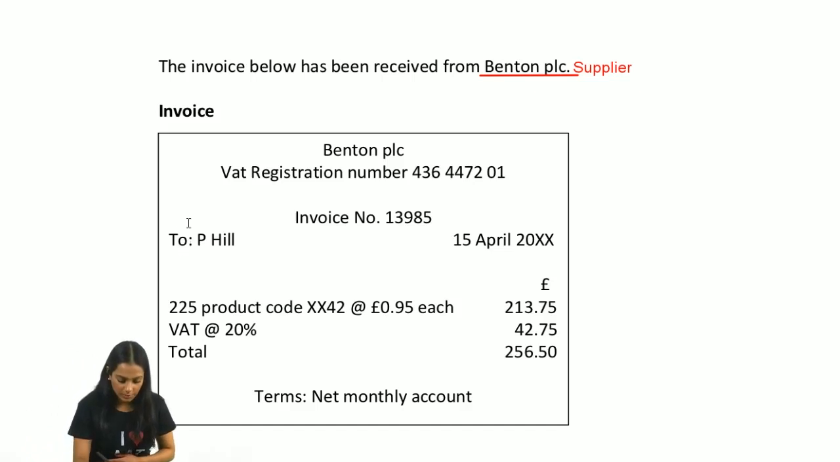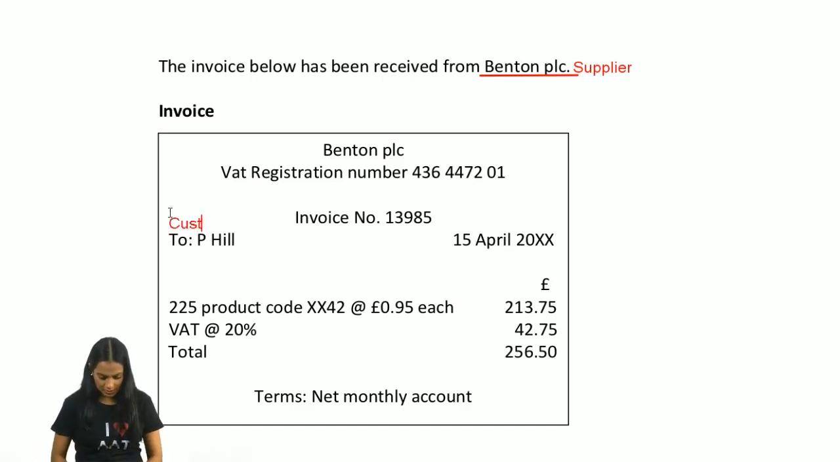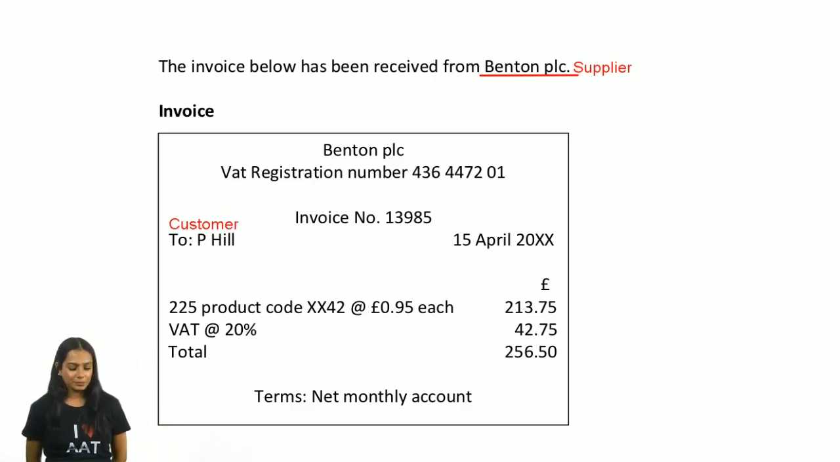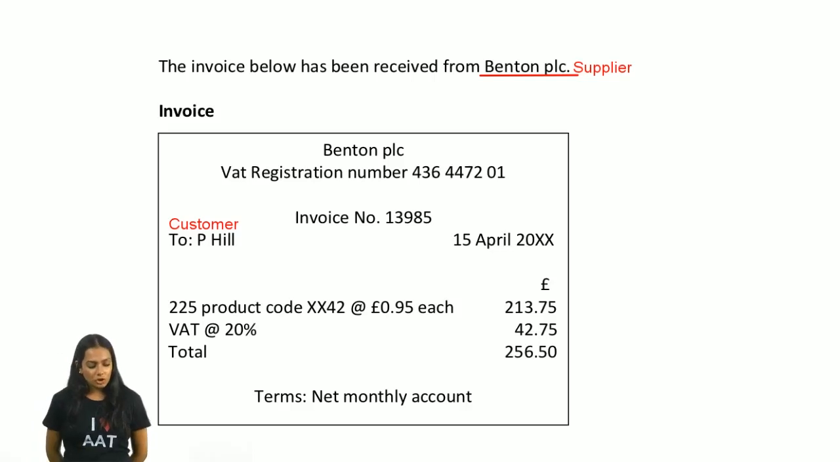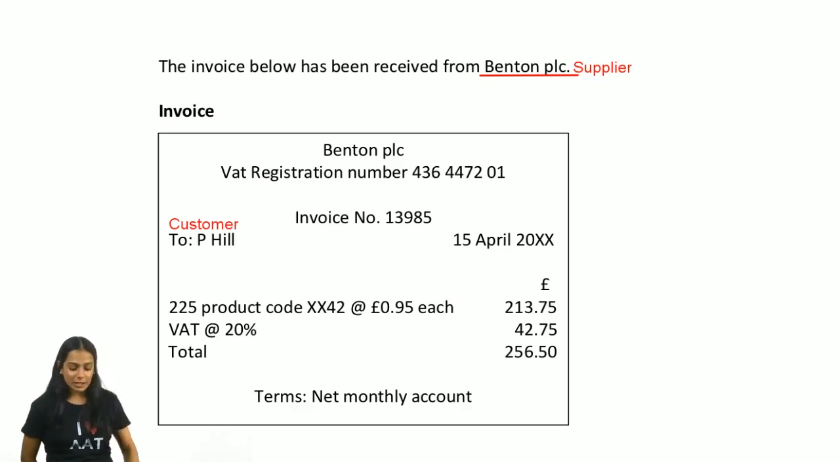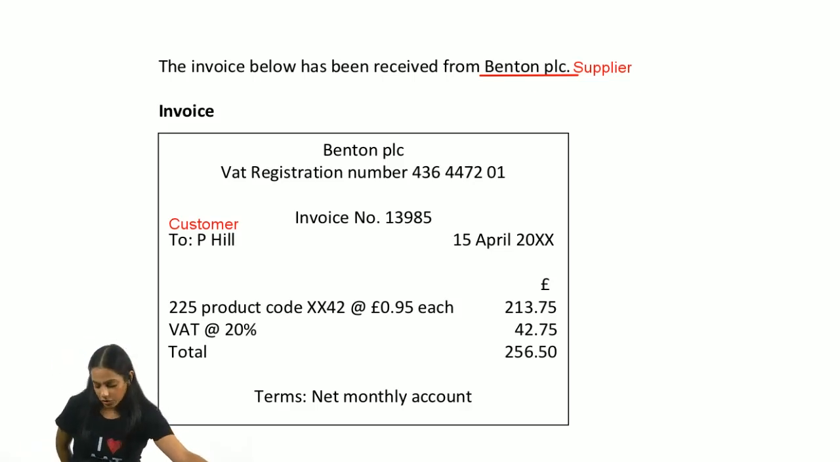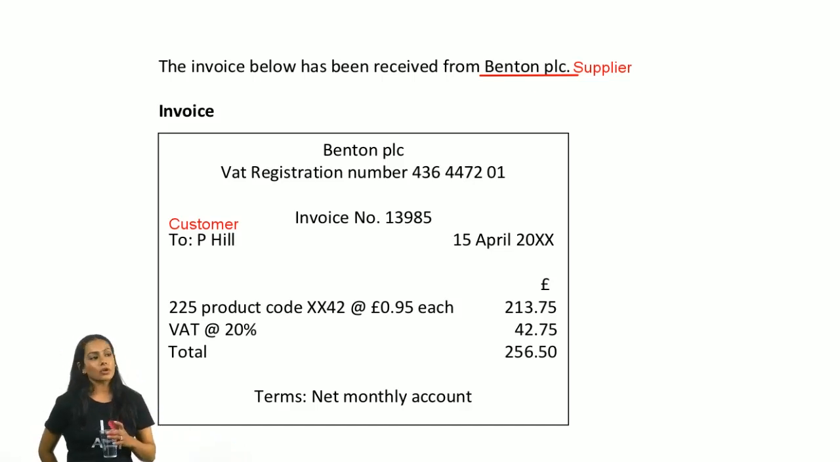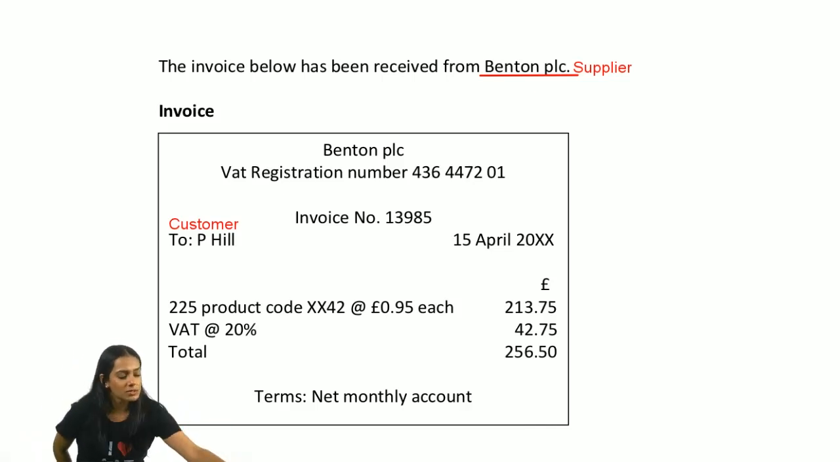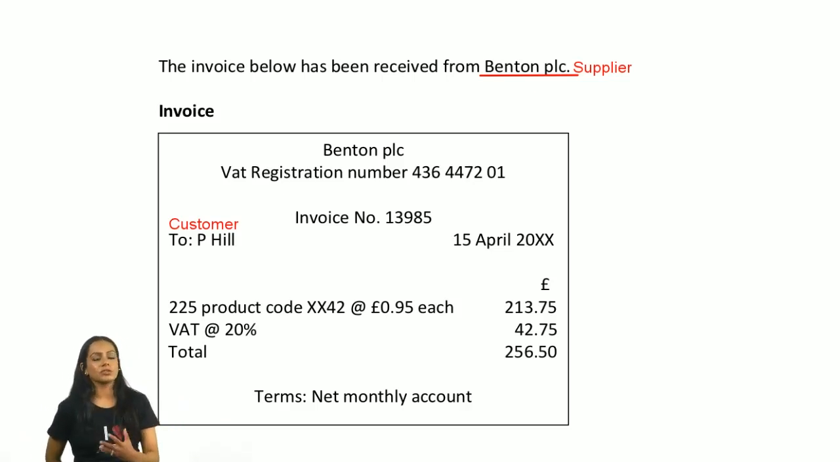Okay, so I'm going to just introduce that there. This is the customer, and the invoice date is the 15th of April. We have purchased 225 units of product code XX42 at 95p each. The VAT is at 20%, and the total is 256.50. Now I'm not going to start calculating these bits yet because I don't know what the examiner wants me to do.